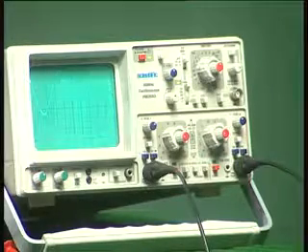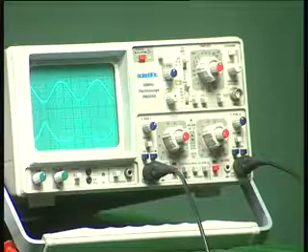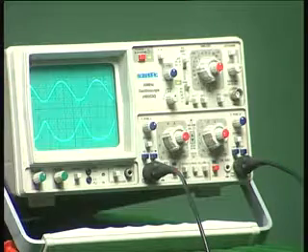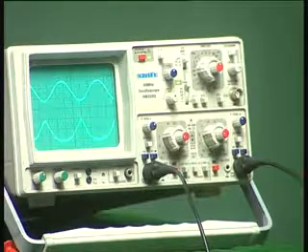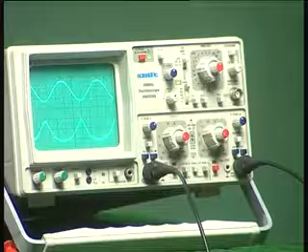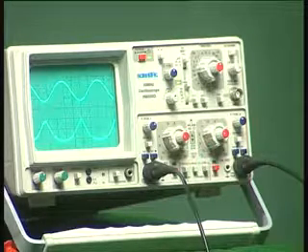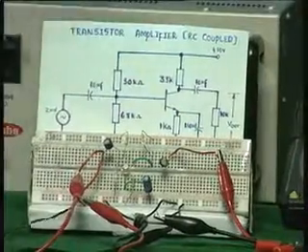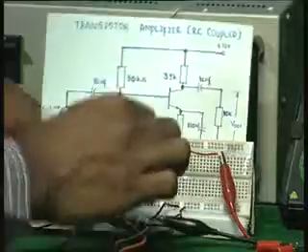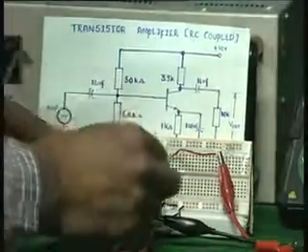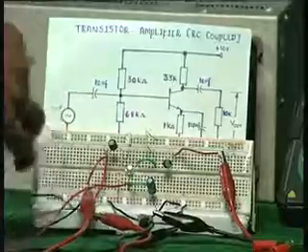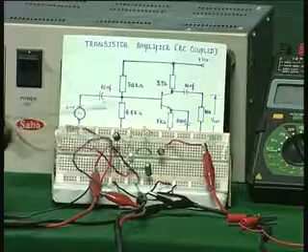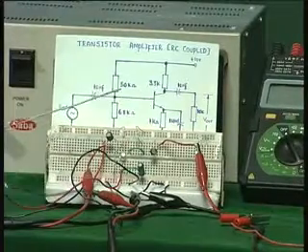If I increase the input signal, the output signal also increases, but there is also a distortion here. You can see it is not an exact sine wave. Now what I will do is change one of the resistors with a potentiometer and see what happens. I am removing RE, the emitter resistance, and replacing it with a potentiometer. It is a 10 kilo ohm potentiometer.